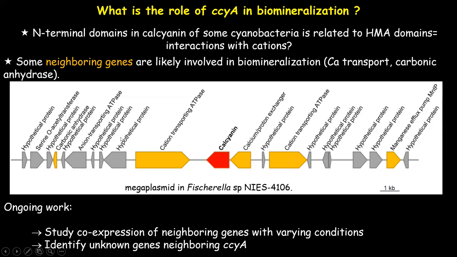The other interesting thing is that we can look at the genome. What you can look at is how the genes are assembled within the genome. And here, for example, you have one sequence of a genome of this cyanobacterium, which carries calcyanine. And the gene is here. And when you look at the genes that are close by, upstream or downstream, it's interesting to see that the one that is right next to it is a calcium proton exchanger.